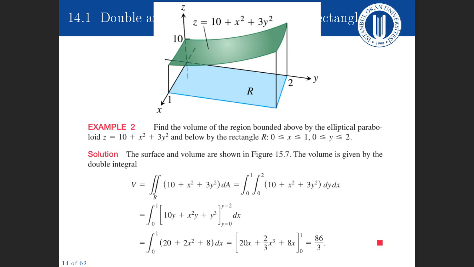We can choose whether we do dy dx or dx dy. In this case, for this one, the book is choosing to do dy dx. Y is between 0 and 2. X is between 0 and 1. And that's all I want to say here. You can check that when we do this calculation, you get 86 over 3.